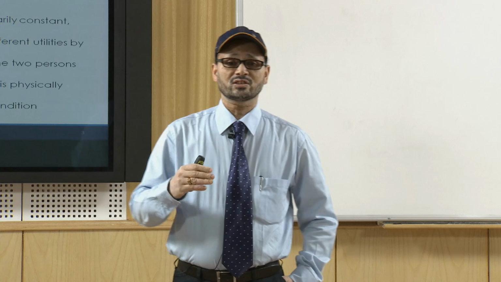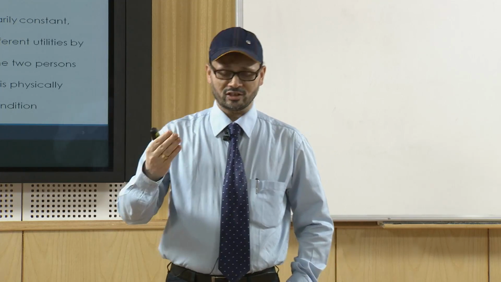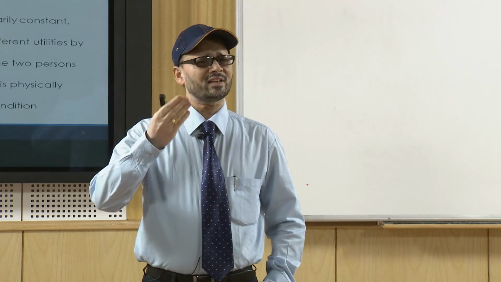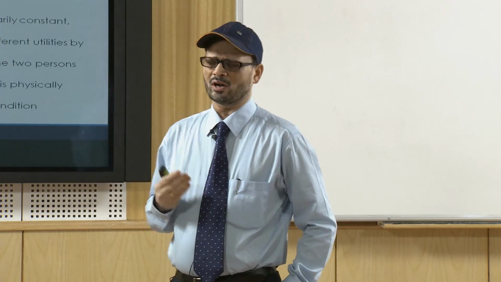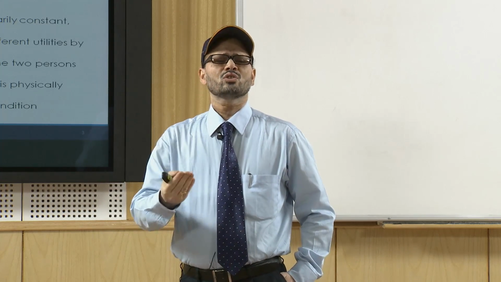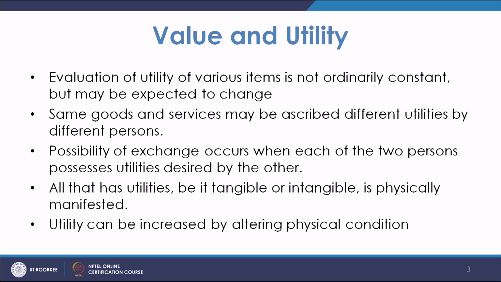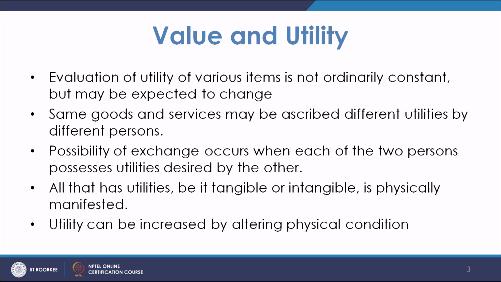All that has utilities, be it tangible or intangible, is physically manifested. It means that whatever the item, if it has utility, it is basically seen. Just like any item, an automobile or a house, if it has utility, you can clearly see that it is useful for someone. Somebody can pay some amount to buy it for satisfying his wants or emotional needs. It may be either tangible or intangible, such as music, an intangible quantity, because for music also you pay something; it is pleasant to the ears.